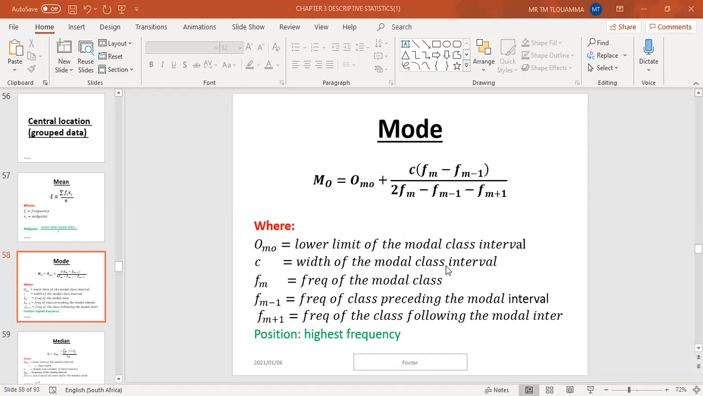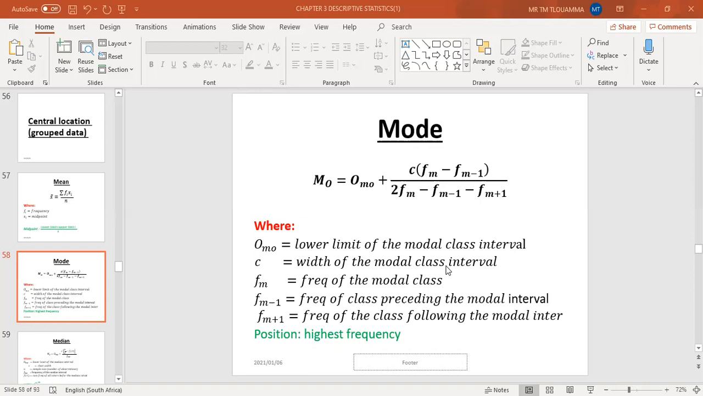Then our Fm, they say that is the frequency of the modal class. Okay, if we said that 10 is the number which appears the most, the highest frequency, right? And we already indicated the lower limit for that particular frequency. Meaning in Fm, we're going to substitute that frequency we were talking about, which is 10. Frequency of the modal class, meaning we're going to substitute the 10. Fm is going to be equal to 10 minus Fm minus 1.